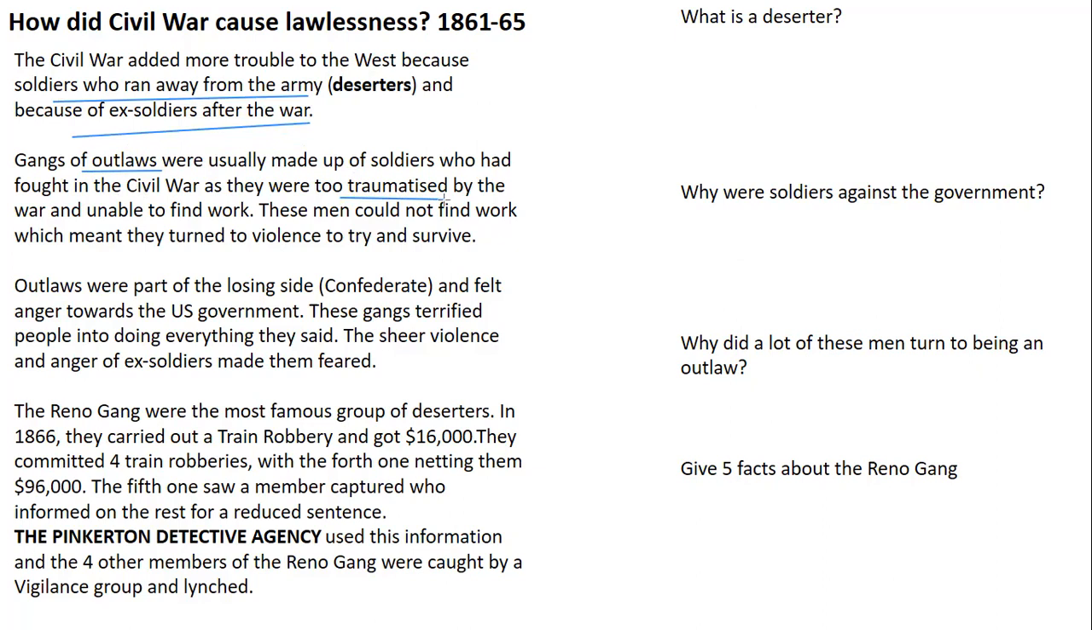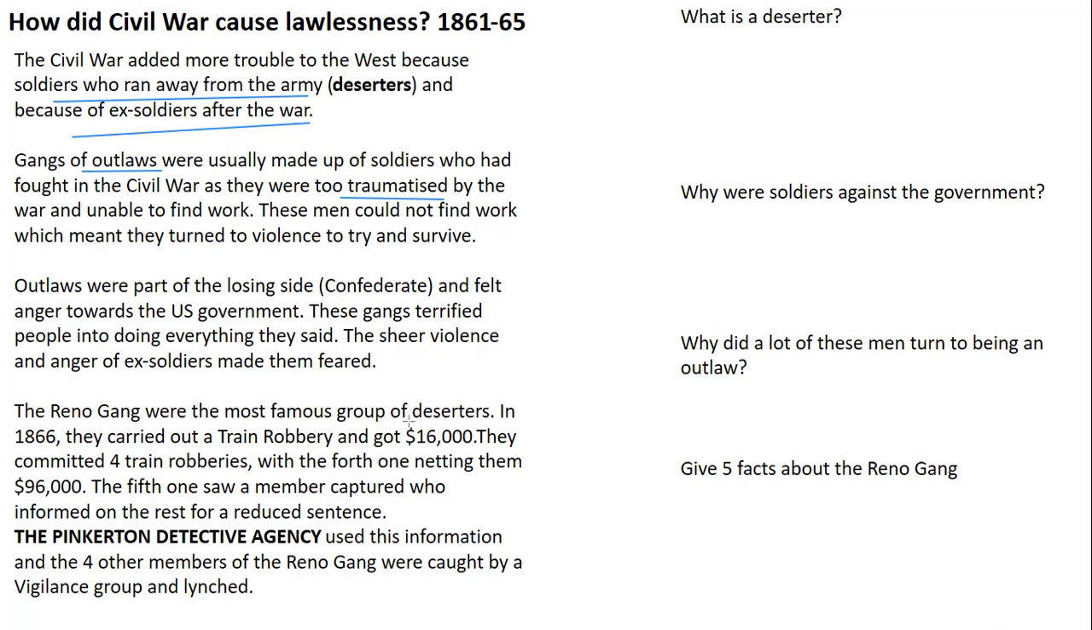Okay, you've got lawlessness. Outlaws who were part of the losing side, the Confederacy, and felt anger towards the government were trying to get revenge. These gangs terrified people into doing everything they said. They were nasty people who had massive influence due to the amount of violence they showed.